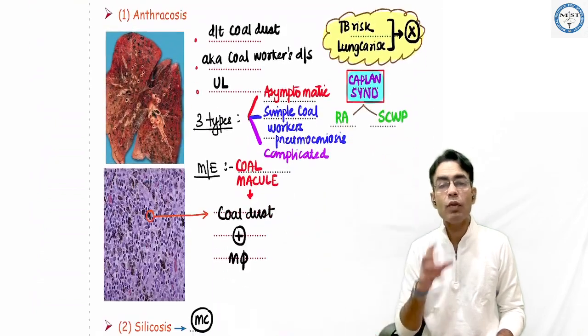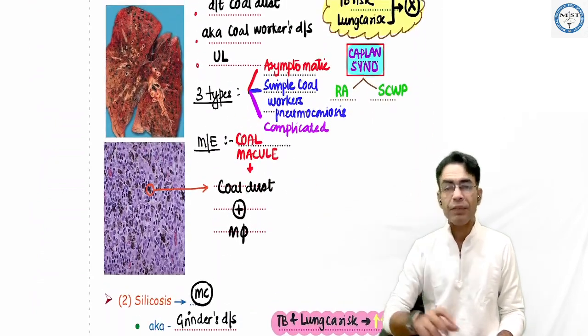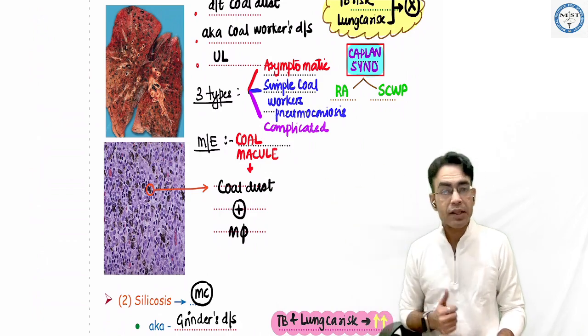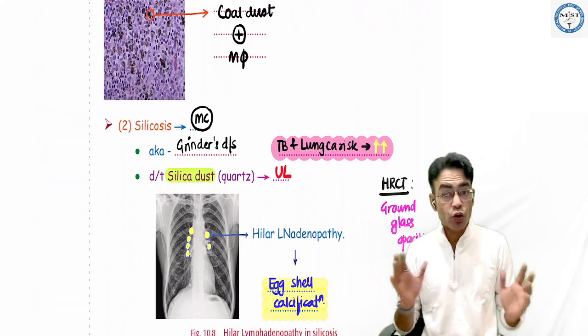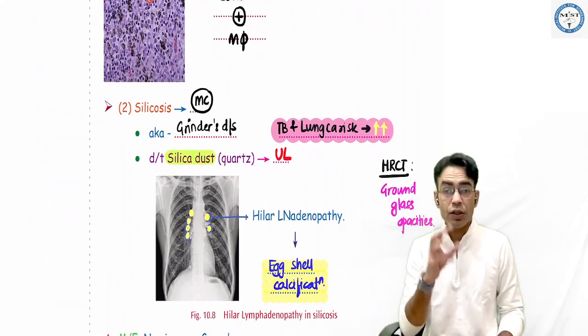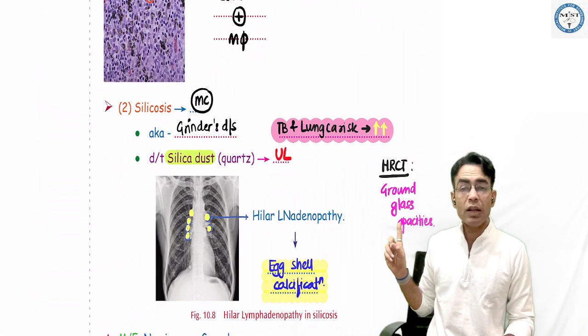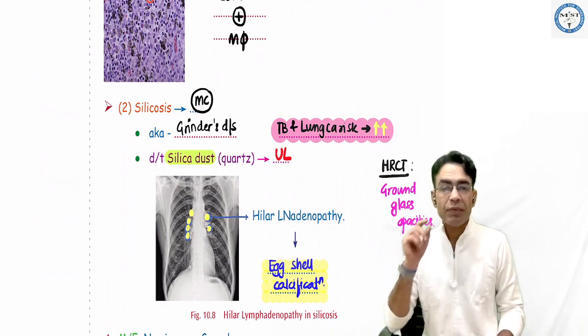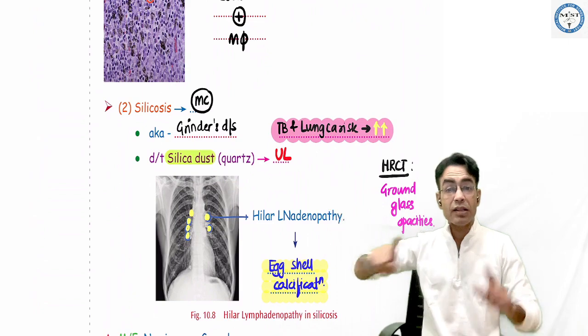You see coal macules, which is your coal dust associated with macrophages together. And TB risk and lung cancer risk is nil, zero. With silicosis, this is the most common pneumoconiosis. It is due to silica dust, upper lobe involvement. On HRCT, you see ground glass opacities, and it will give you eggshell calcification. Lung cancer and TB risk is maximum.